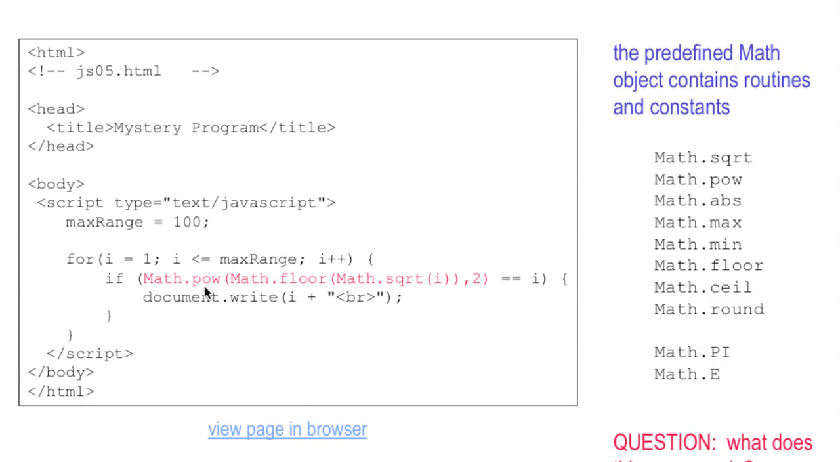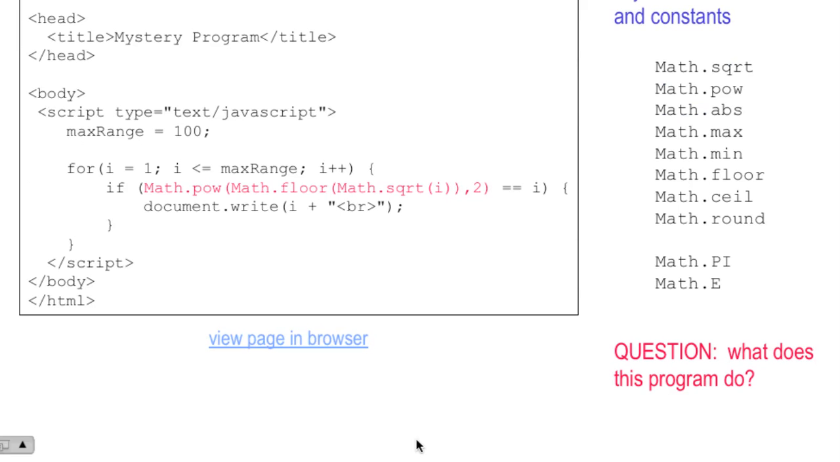So here we have math.power, math.floor, math.square root, and we're just using it in here. And how do we know we're going to use that one? Well, we've got in here JavaScript. It's built in. So it's a built-in function. Predefined math object contains routines.